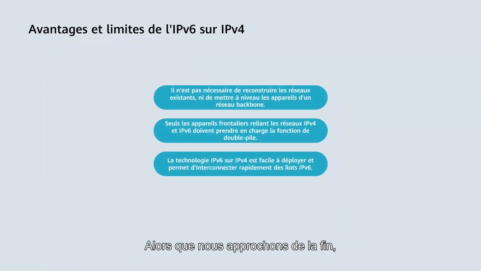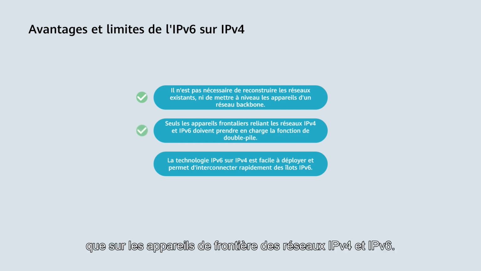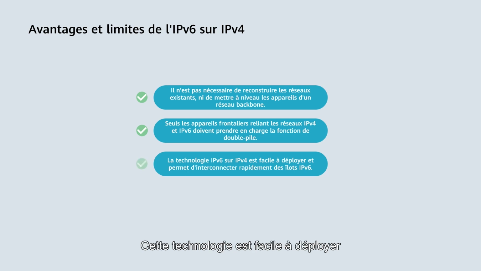As we are drawing to a close, let's summarize what we've discussed so far. As a transition technology, IPv6 over IPv4 makes full use of the existing networking. The dual stack function needs to be enabled only on the border devices of the IPv4 and IPv6 networks. The internal devices of the backbone network do not need to be upgraded. This technology is easy to deploy and can quickly interconnect IPv6 islands without high requirements on the backbone network.